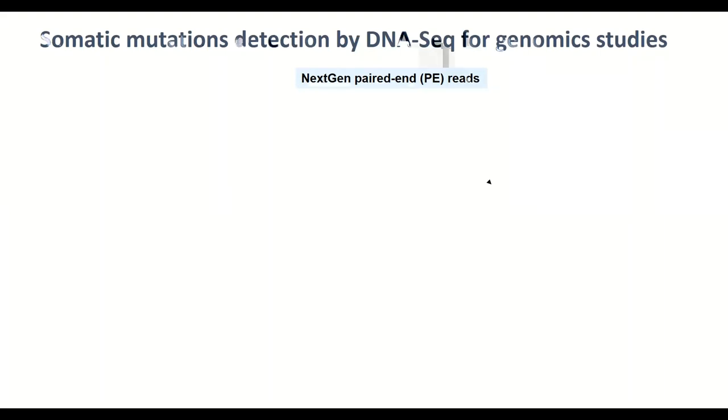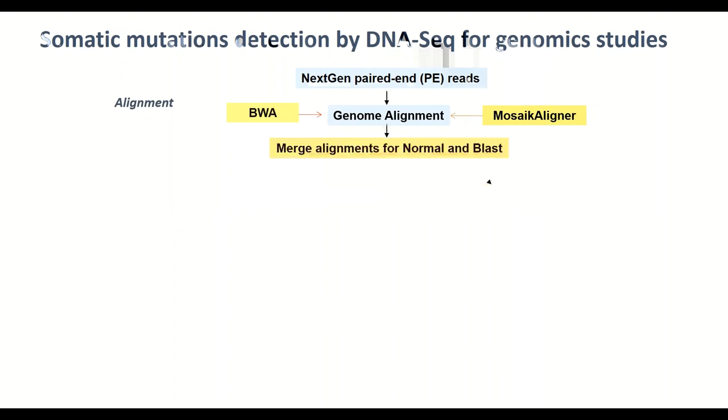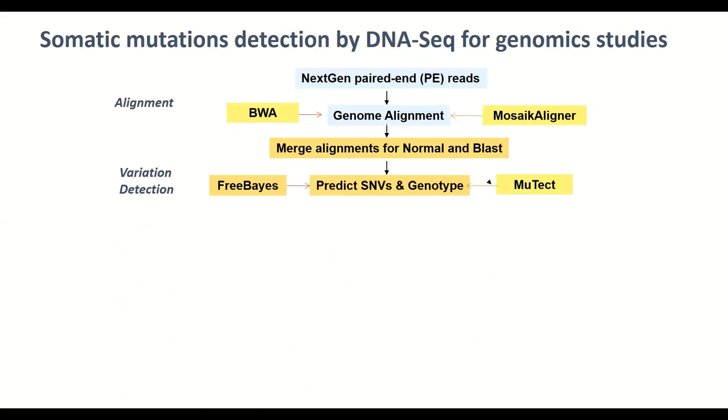So we start with paired-end reads, the FASTQ files. The first step is alignment. We perform alignment against the human genome reference. There is lots of different software; the most widely used is BWA. Because we are interested in somatic mutations, we have to compare the mutations between the tumor sample and the matched normal sample. What does somatic mutation mean? Somatic mutation means this mutation occurs in the tumor sample, but not in the matched normal sample.